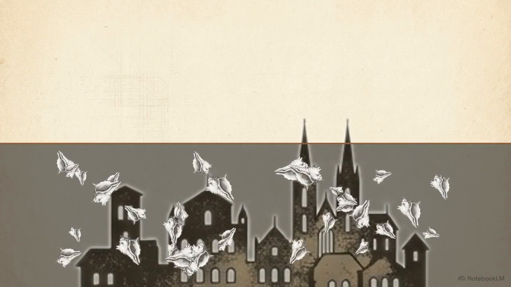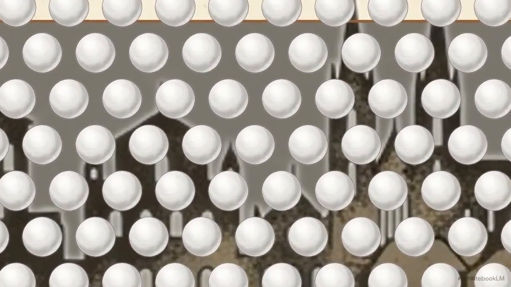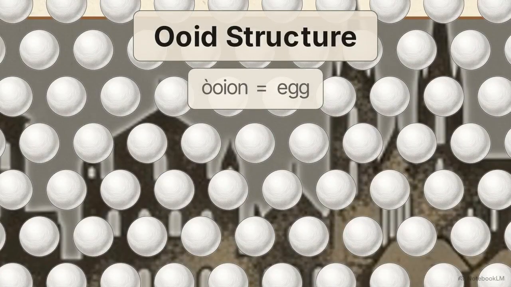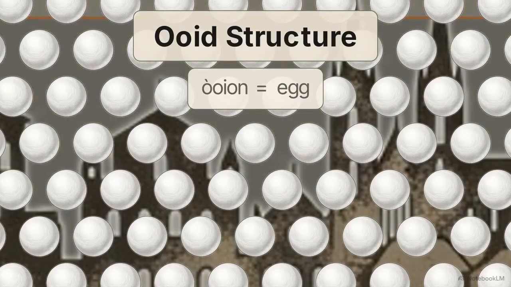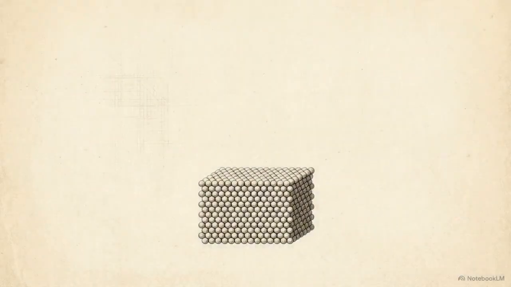Look closely at this 3D cross-section of Oolitic limestone. You won't see the jagged, chaotic fragments found in other sedimentary rocks. Instead, you find a tightly packed matrix of perfectly round spheres known as ooids. The name derives from òoion, the ancient Greek word for egg. Under a microscope, the non-crystalline structure resembles millions of tiny eggs cemented together into a solid, uniform mass.